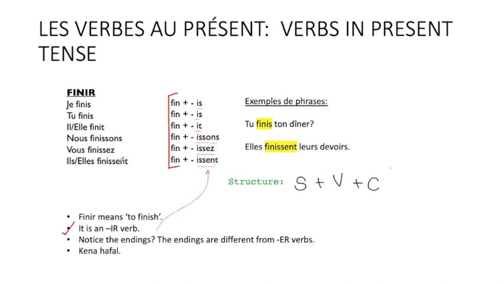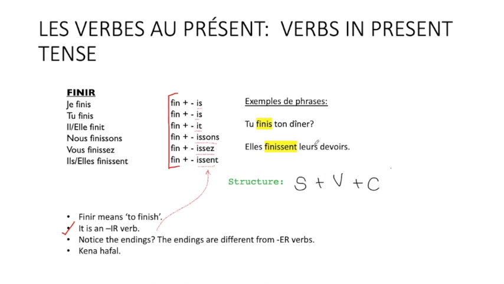So what are the examples of the sentences? You can say, tu finis ton dîner, you finish your dinner, elles finissent leur devoir, they finish their homework. So devoir means homework. The structure is the same. You have the sujet, the verb, and the complément. The complément is basically what is it finishing? Here it's finishing the dinner. This one is finishing the homework.